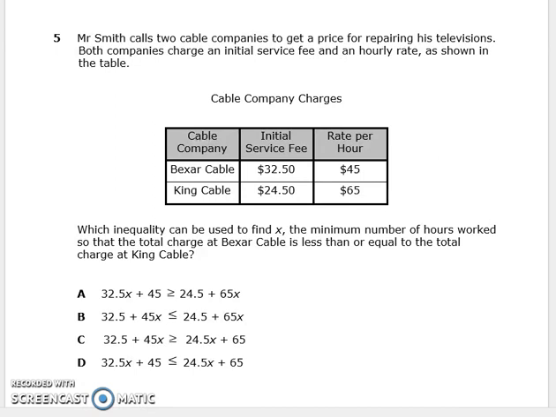Number 5. Mr. Smith calls 2 cable companies to get a price for repairing his televisions. Both companies charge an initial service fee and an hourly rate as shown in the table. Which inequality can be used to find x, the minimum number of hours worked, so that the total charge at Bear Cable is less than or equal to the total charge at King Cable? A, B, C, or D?